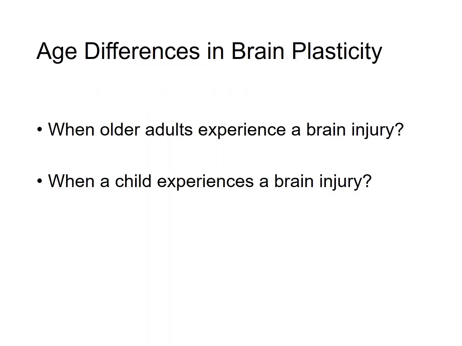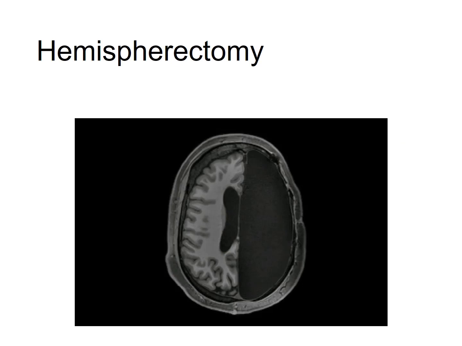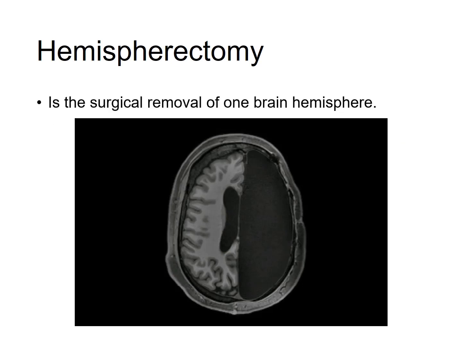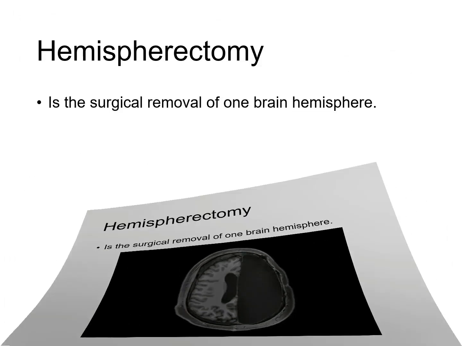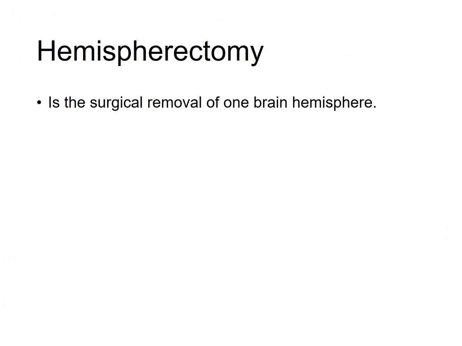The ability of the brain to reorganize and recover from injury varies across the lifespan. The young brain is very capable of recovering from injury, whereas the older brain seems much less so. Some of the most compelling evidence for brain plasticity comes from cases of hemispherectomy, where individuals have had an entire hemisphere removed due to extreme seizures. So hemispherectomy refers to the removal of an entire hemisphere of the brain, the left or the right.